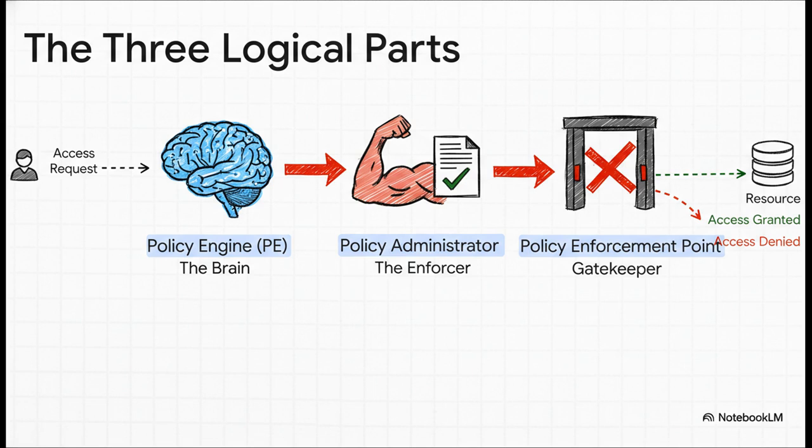Then you have the policy administrator. Think of this as the enforcer. It takes the yes or no from the brain and makes it happen. And finally, the policy enforcement point. This is your bouncer, the gatekeeper. It's the thing that actually stands at the door and either lets the connection through or slams the door shut.